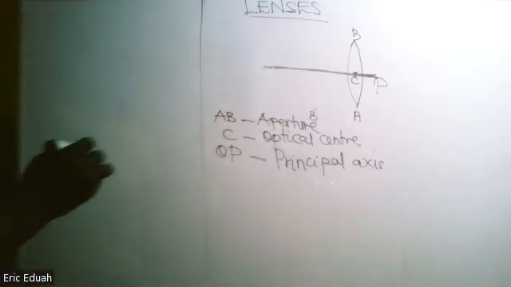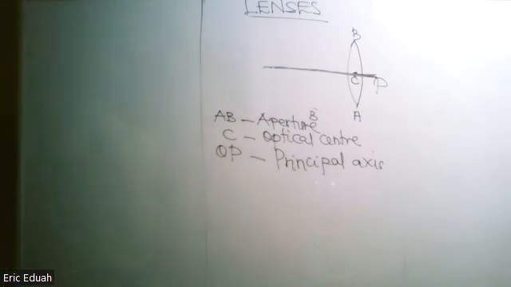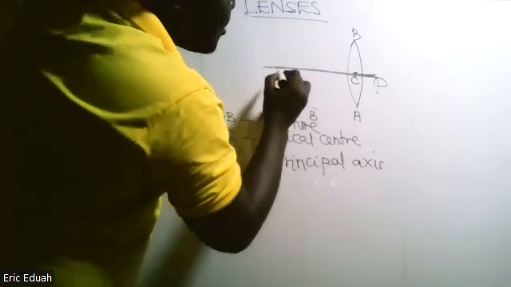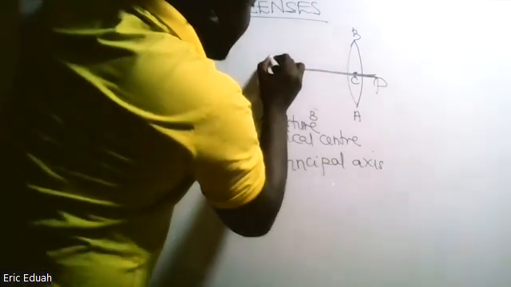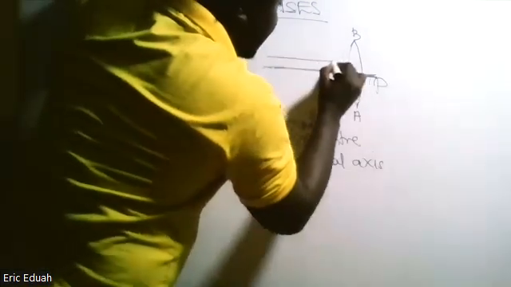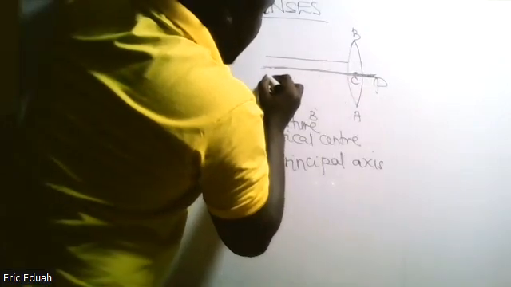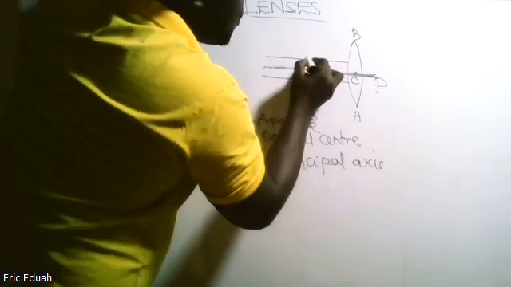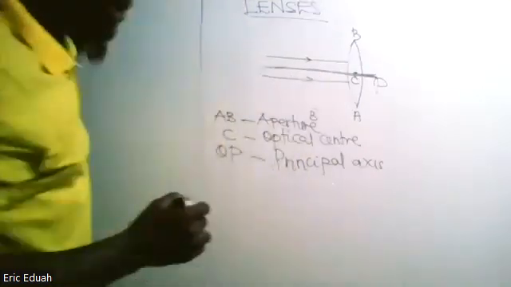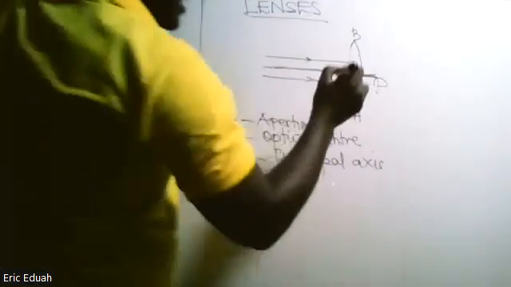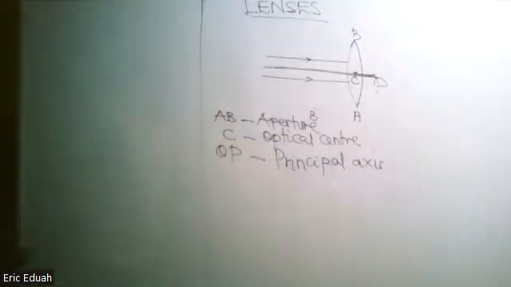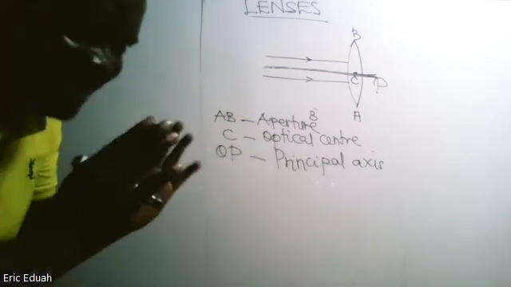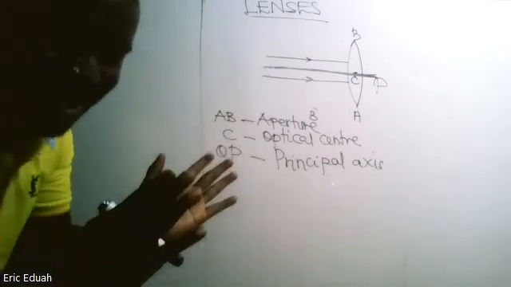Okay, so OP is it. Now, rays that are parallel and close to the principal axis, we call paraxial rays. Please, lenses refract, mirrors reflect.